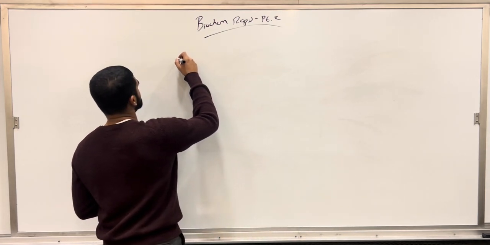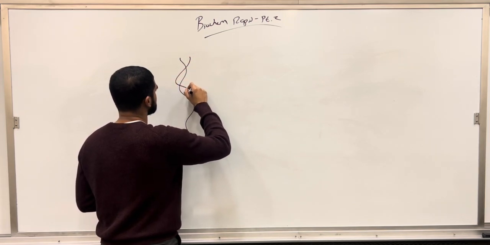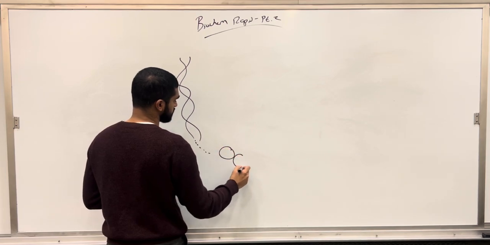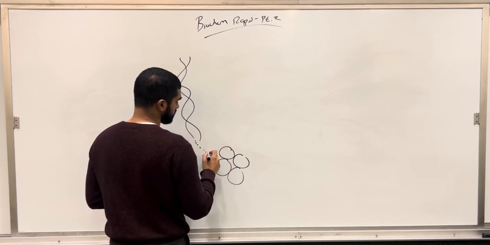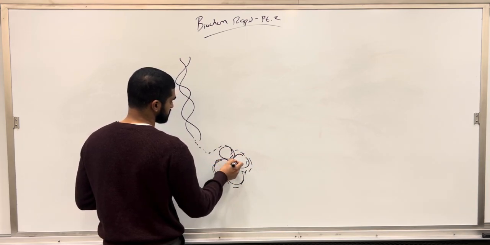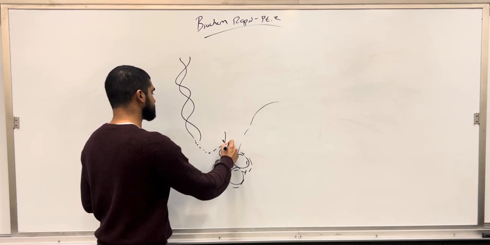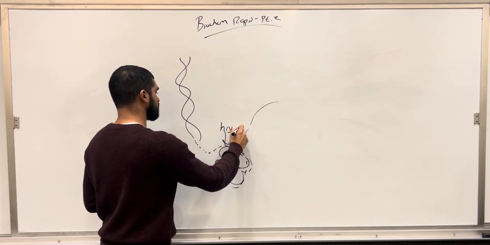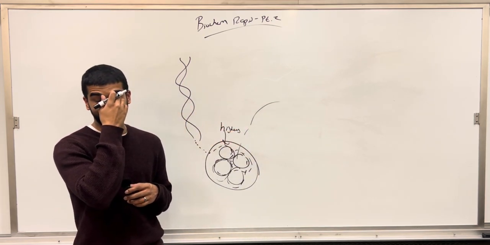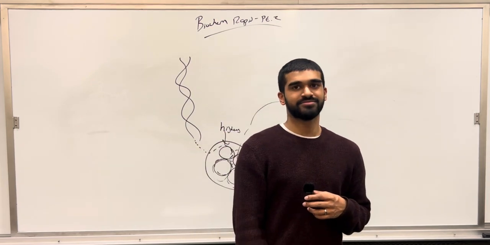Here's a DNA double helix. Horrible segue. And eventually, it does this. What is this? Histones. Yeah, these are histones. But specifically this thing, the histones plus the DNA wrapped around it, what's it called?